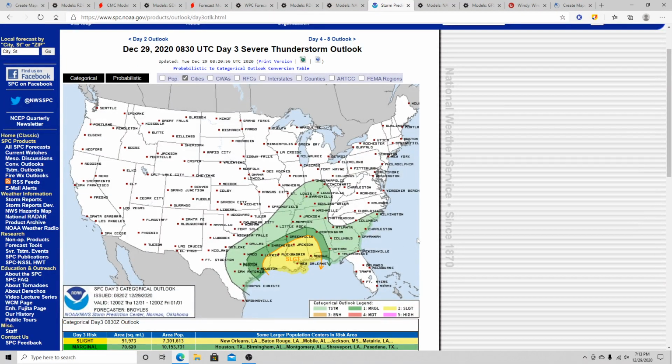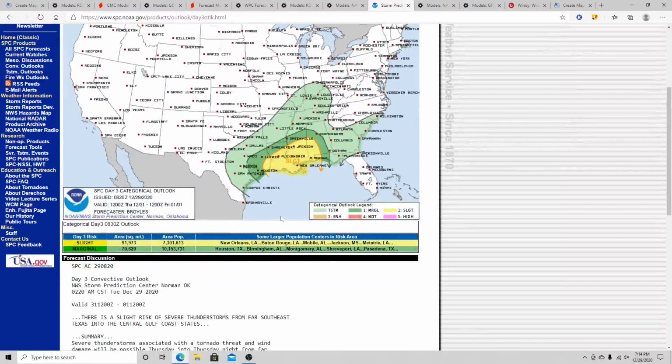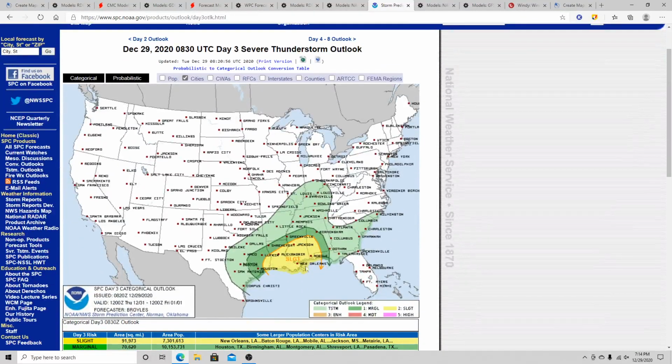Here's day 3, which is Thursday. We got a slight risk for severe weather anywhere from eastern Texas through southeastern Louisiana, eventually getting into southern Mississippi, and eventually getting into Alabama. These are the areas where I could see the potential for some damaging winds, possibly some isolated tornadoes in these regions as well.